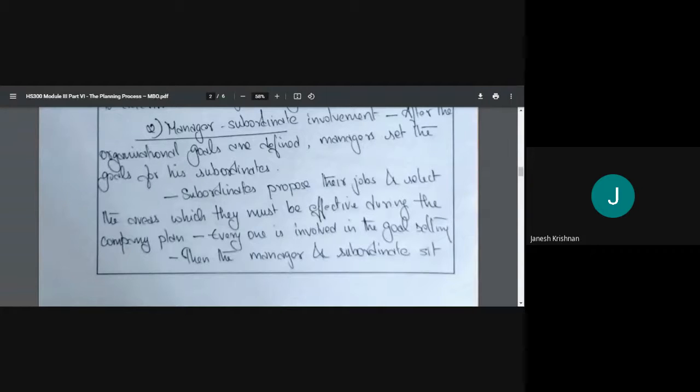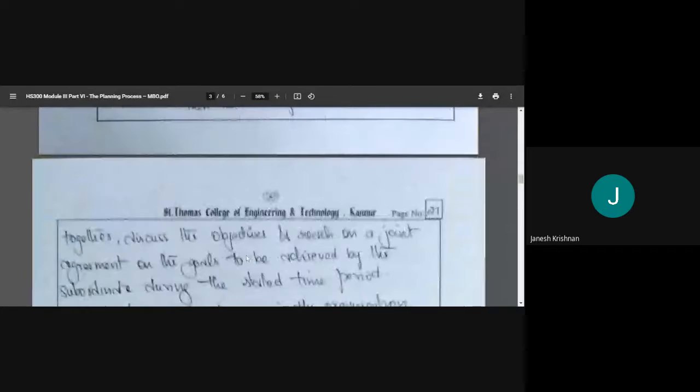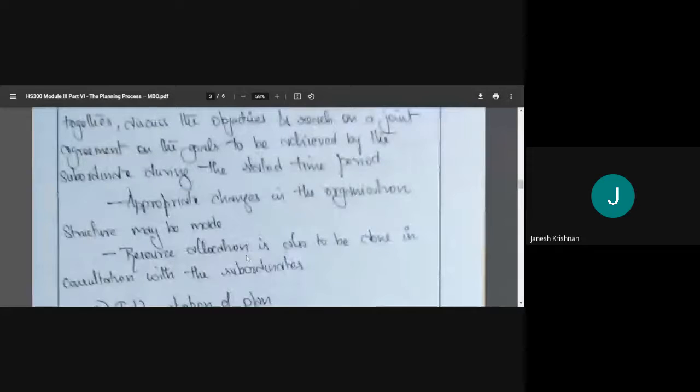Everyone is involved in the goal setting. All employees are given a chance. The manager and the subordinate sit together and discuss the objectives and reach a joint agreement on the goals to be achieved by the subordinates during the stated period. Together they'll talk and they'll reach an agreement.